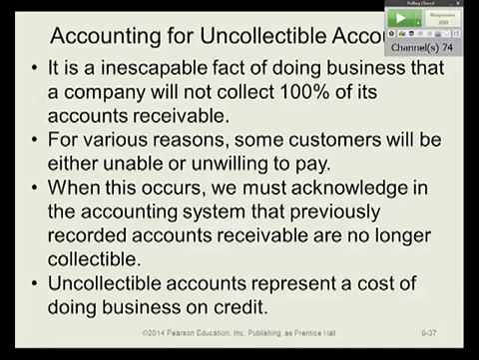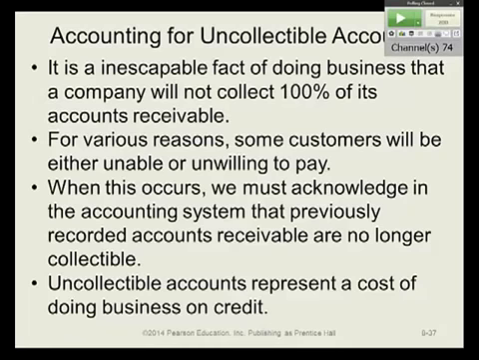So direct write-off fails. So let me repeat. The direct write-off fails to match cost with revenue. The direct write-off recognizes the bad debt only when the account is determined to be uncollectible, which could be next year, it could be 2 years from now, but it may not be in the year of the sale. That's the dilemma. The direct write-off method may not recognize the expense in the year of the sale.